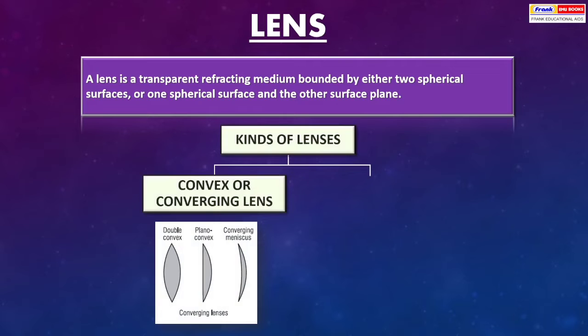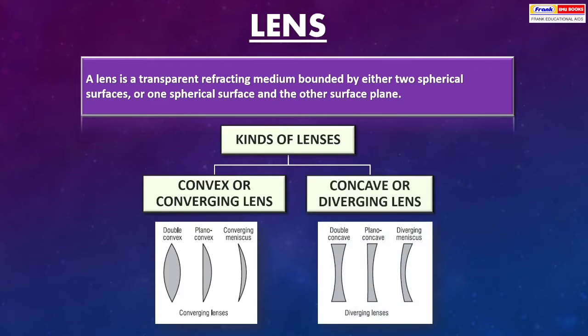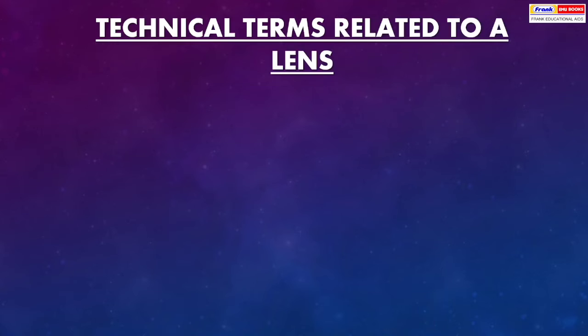Convex or converging lenses: double convex, plano-convex, and converging meniscus. Concave or diverging lenses: double concave, plano-concave, and diverging meniscus. Technical terms related to a lens.